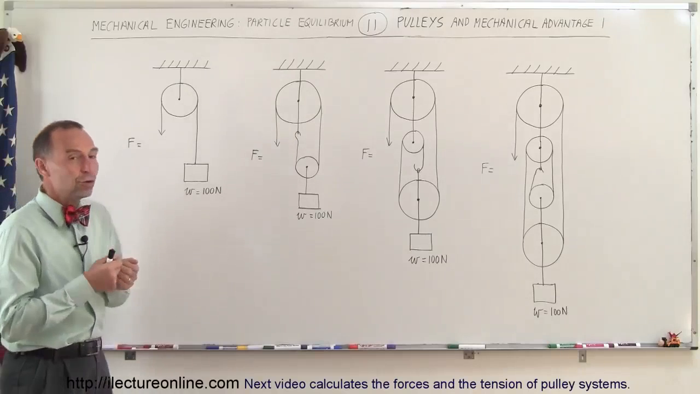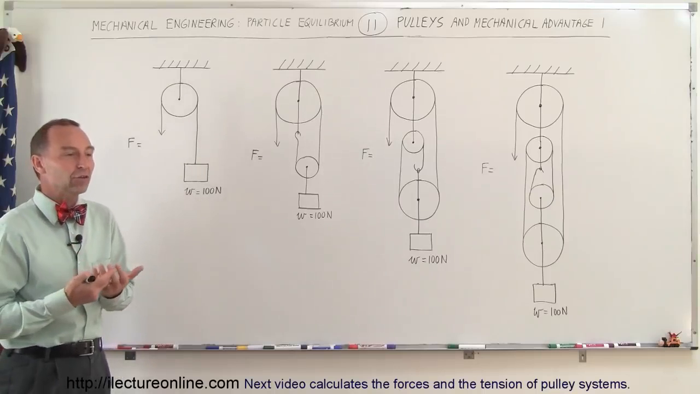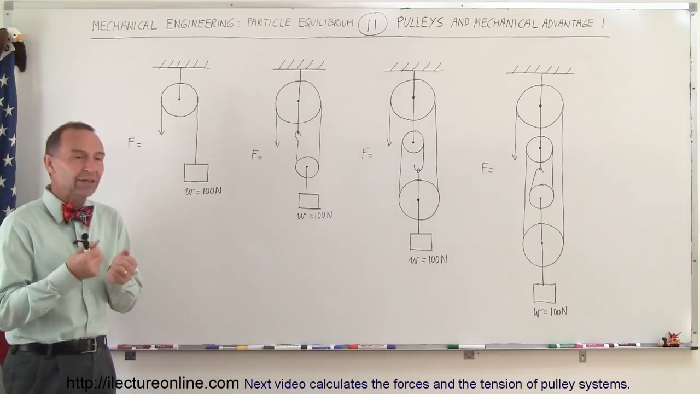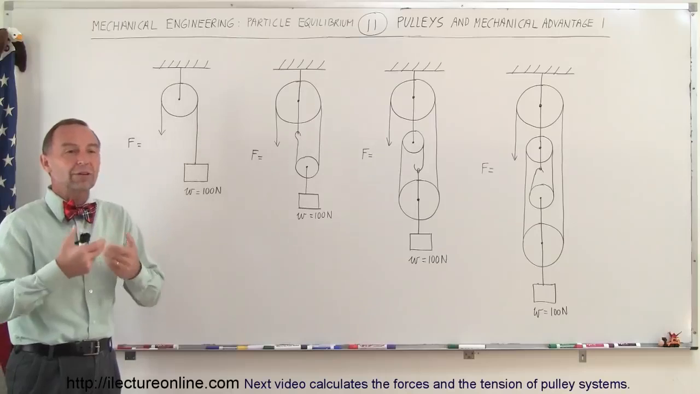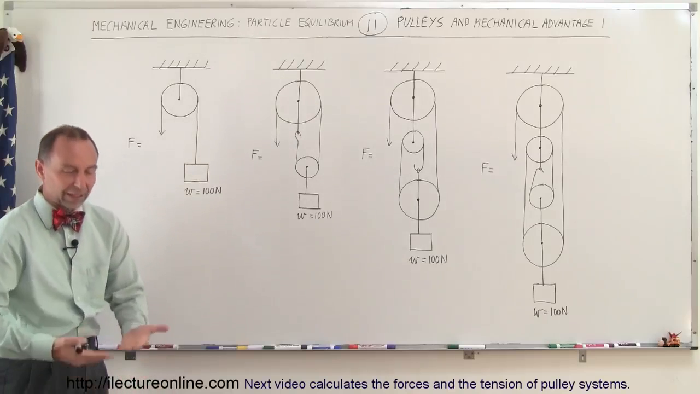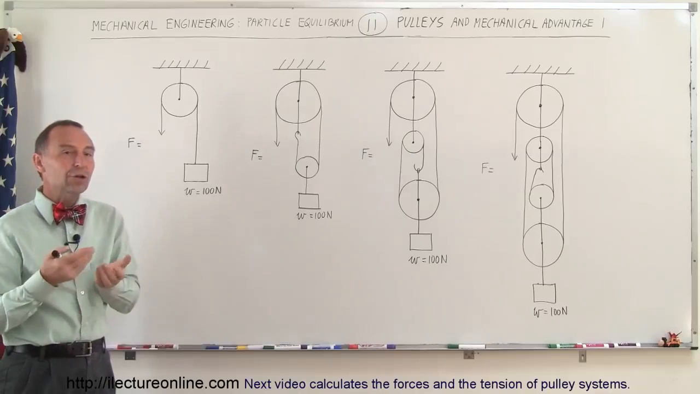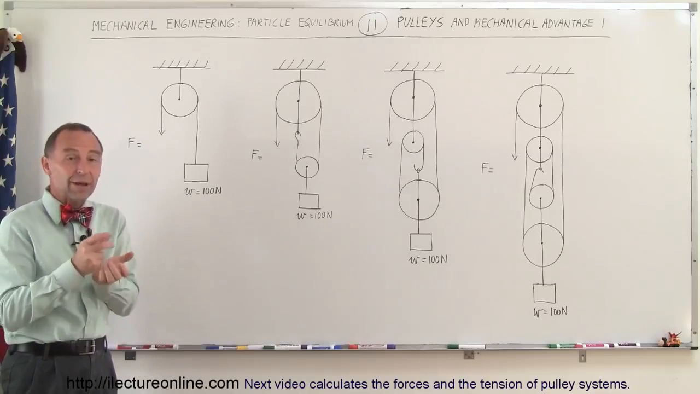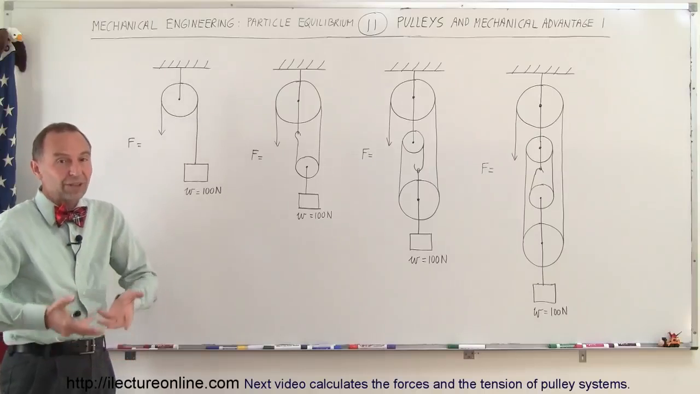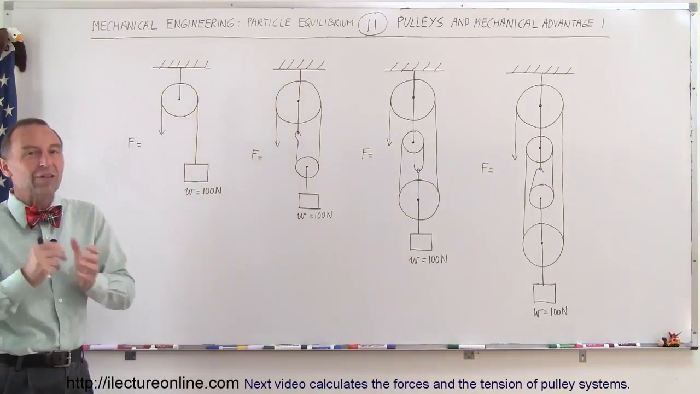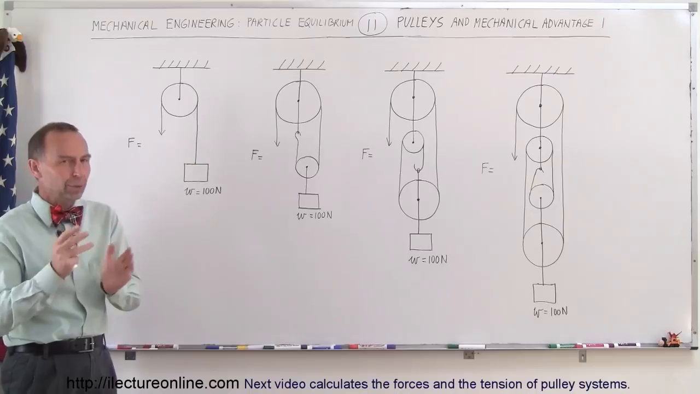First of all, pulleys are used to gain mechanical advantage in two ways. One of them is that you can redirect the force required to lift an object. So instead of lifting an object like this, you can lift it by pulling on something. And secondly, you can arrange pulleys in such a way that the amount of force required to pull an object up is less than the weight of the object itself. And it depends how the pulleys are arranged.